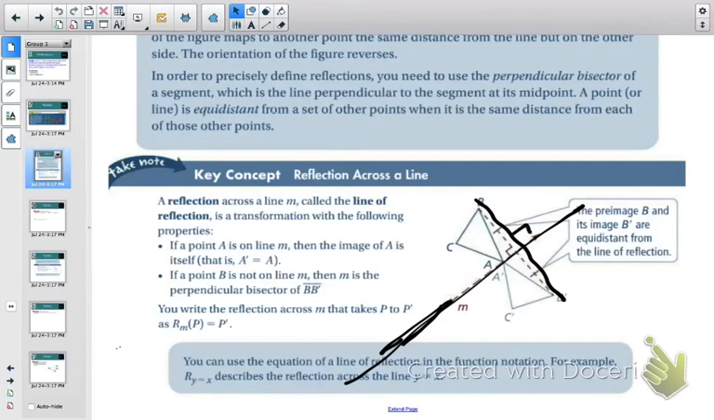Okay, and the way we write reflections, we use R, capital R, for reflection, and then this right here is talking about your line. So we use line M there. P is the point, P prime is the new point. So pre-image, in parentheses, new image on the other side. Alright, so it says you can use the equation of a line of reflection in the function notation. So for example, capital R, y equals x. This is just saying that you're reflecting an image over the line y equals x.